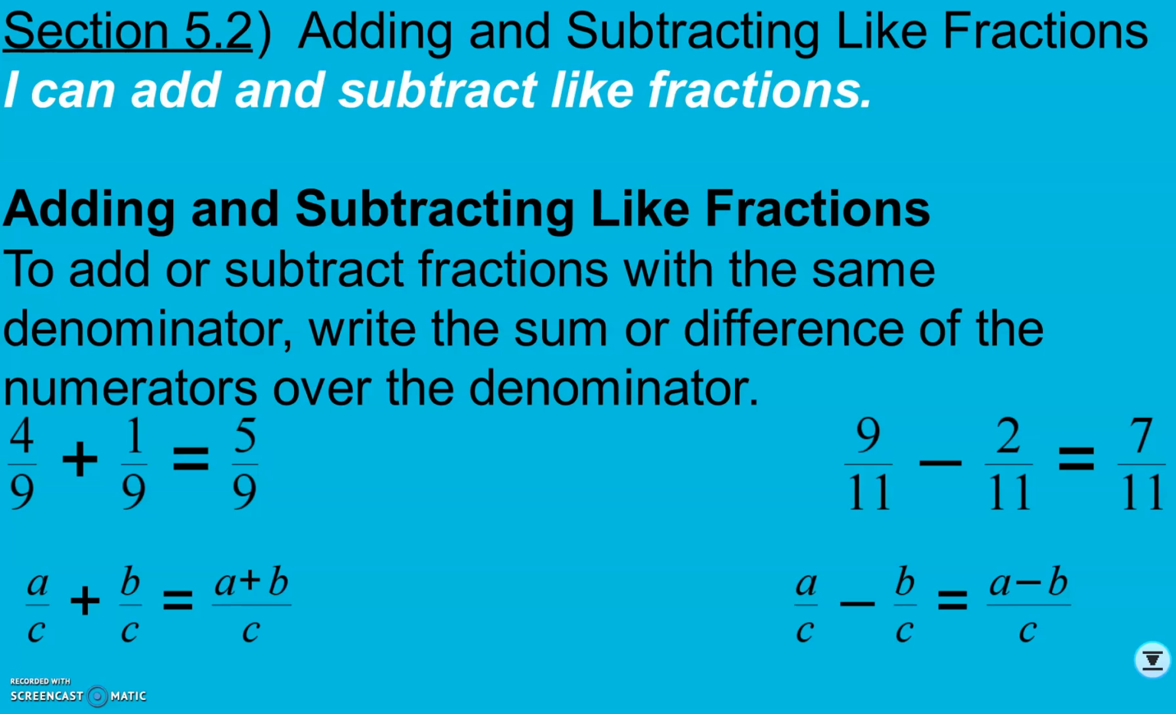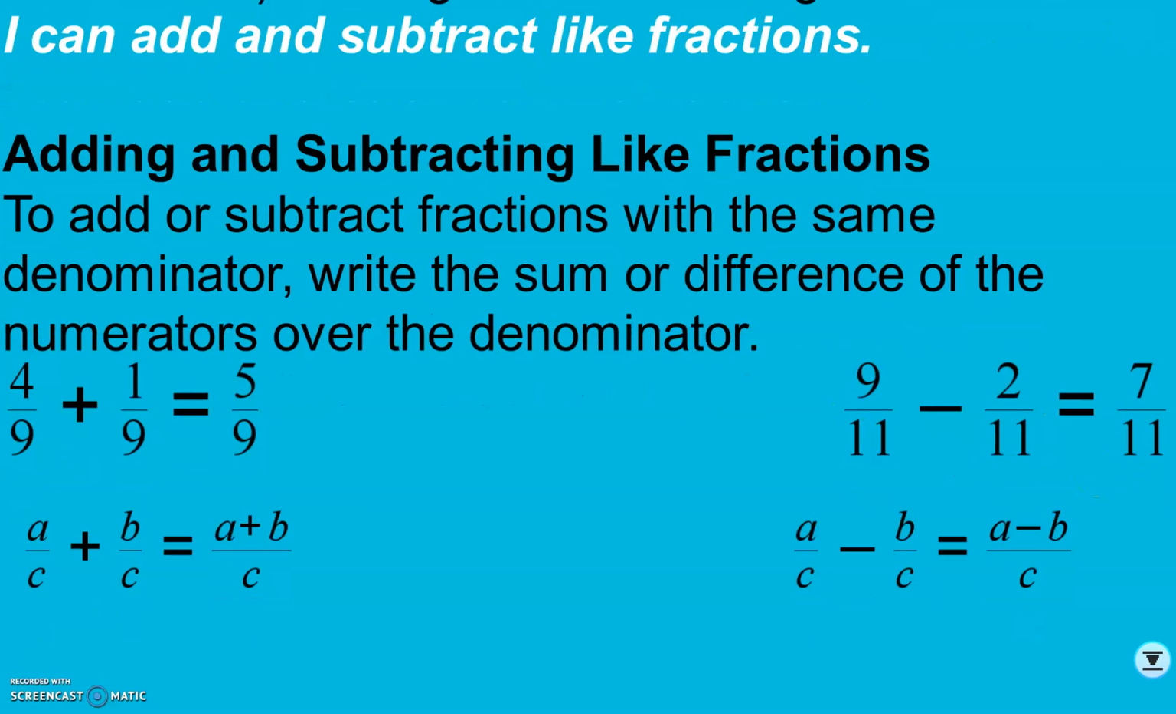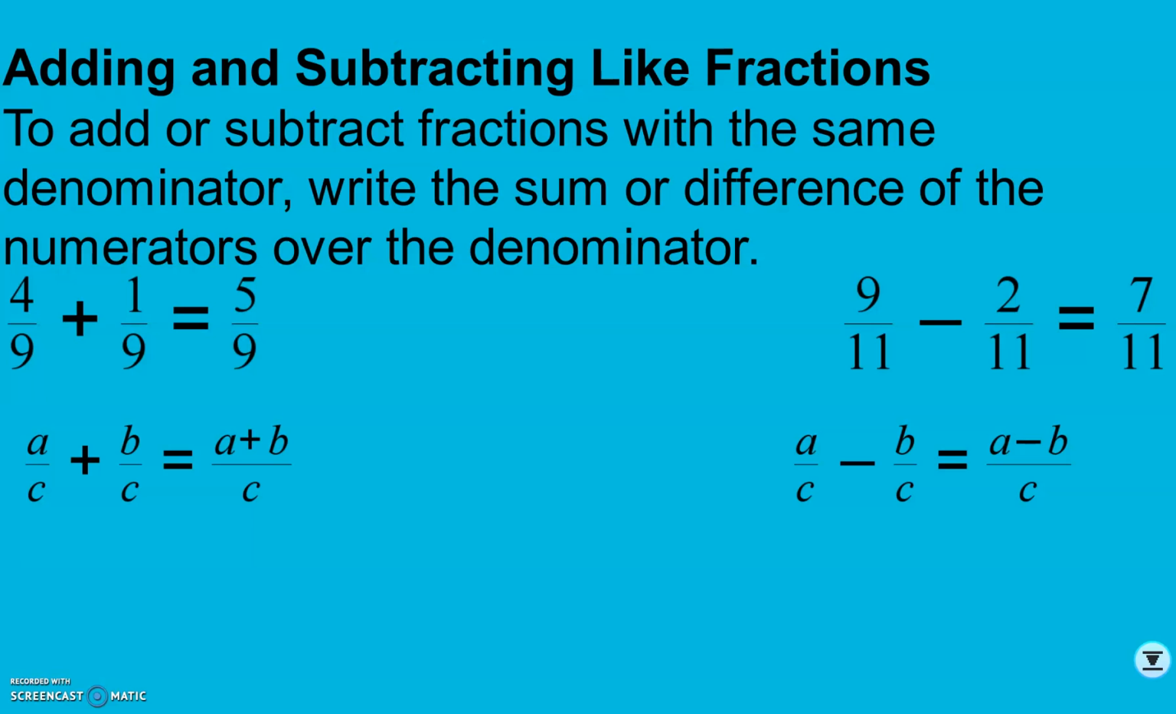4 over 9 plus 1 over 9. We keep the denominator as 9 and take the 4 plus 1 to get the 5. Works the same way with subtraction. 9/11ths minus 2/11ths. We keep our denominator as 11 and take the 9 minus 2 to get the 7. And it works the same there with our variables algebraically.